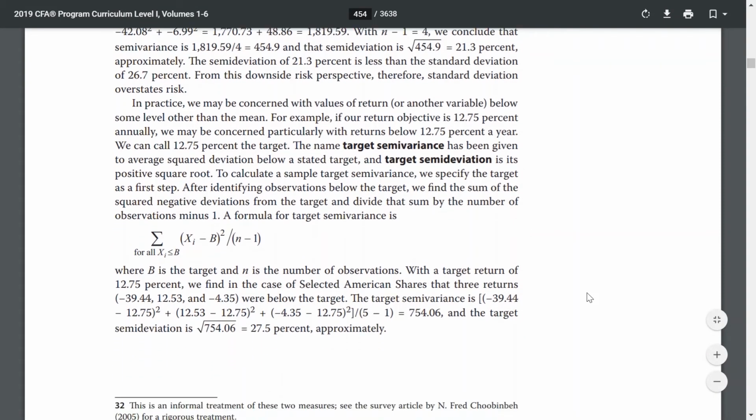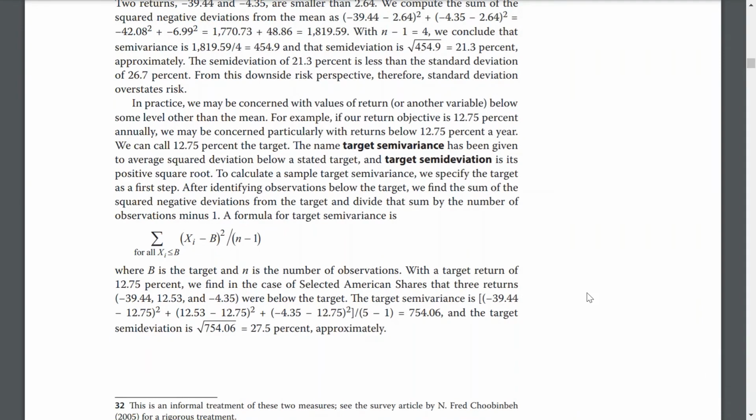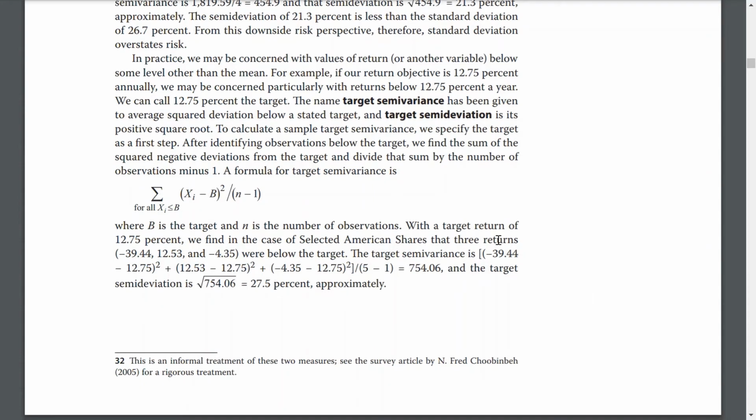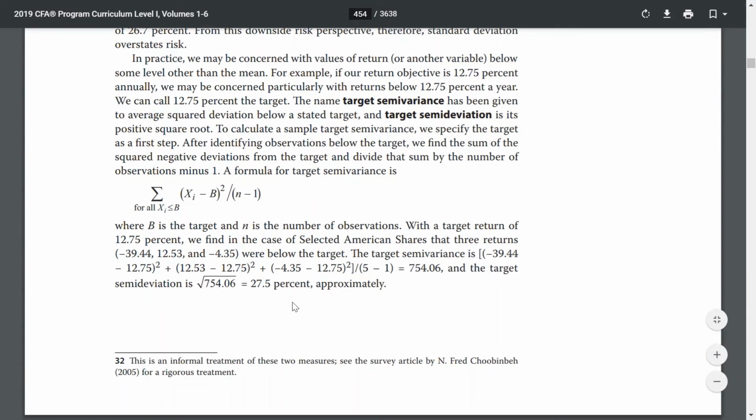A formula for the target semivariance is the summation, for x sub i less than or equal to B, of (x sub i minus B) to the power of 2, divided by n minus 1. If we plug it in, it will give around 27.5% approximately.